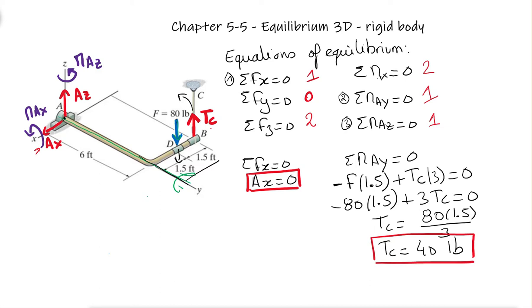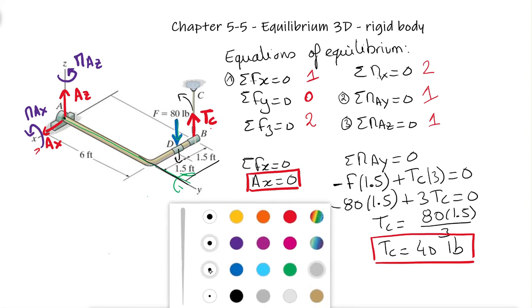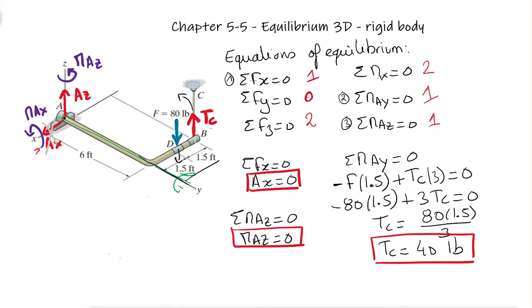Now let's do the last one, MAZ. Sum of MAZ is equal to 0. And for MAZ, the only thing that we have is MAZ. It's equal to 0. So let's use this one. No AX and no MAZ. And we found TC, we're good with TC. So now we need to find AZ.